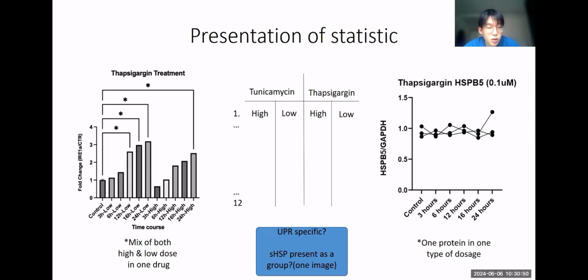Okay, and then I would separate the dosage, right? Like only low dose in the figure, and then high dose immediately, and then low dose, high dose. So separate into 2 graphs for UPR, and separate out into dosage, and small heat shock protein will be grouped to present together according to dosage group. That's what I would think. Is there any other better suggestion? Okay. Yeah, I'll make it up.